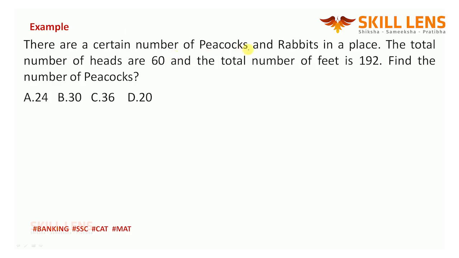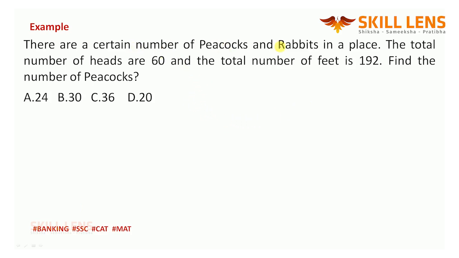There are a certain number of peacocks and rabbits in a place. The total number of heads is 60, and the total number of feet, which means legs, is 192. Find the number of peacocks. Guys, these types of questions are mainly asked in SSC, CAT, MAT and banking examinations. So stick with your basics and try to explore your answers.